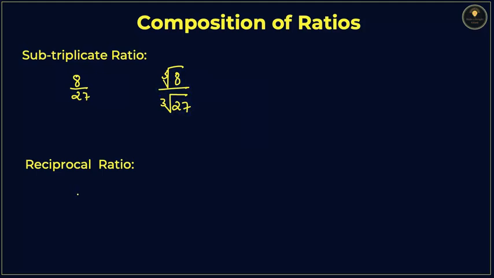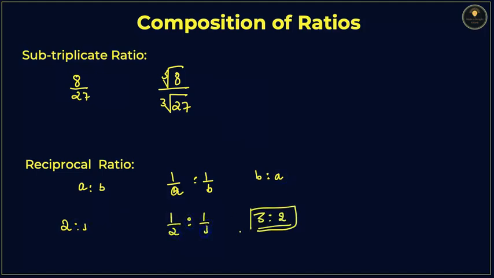And if I want to write the reciprocal ratio, it is nothing but, if I am writing the ratio of A by B, the reciprocal will become 1 by A is to 1 by B, and I can write the same thing as B by A. If I want to write the ratio of 2 by 3, this will be an example. You will write 1 by 2 is to 1 by 3. That turns out to be 3 is to 2.